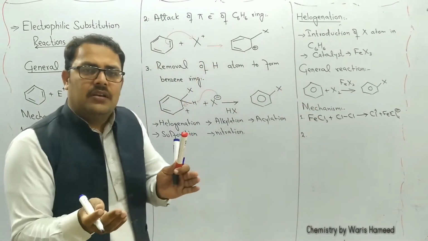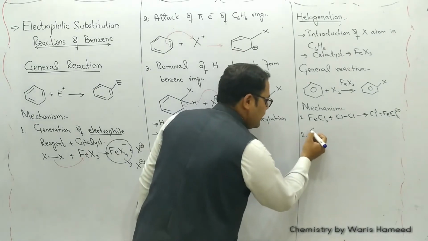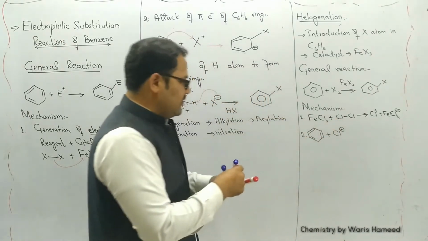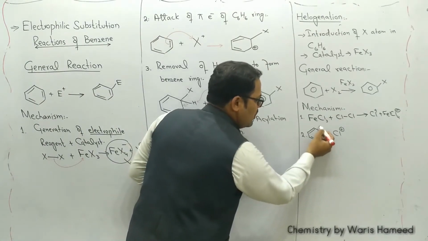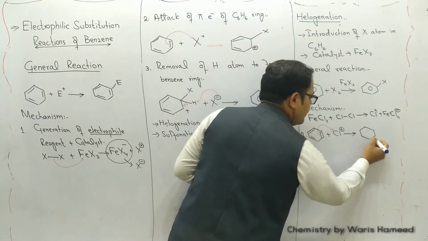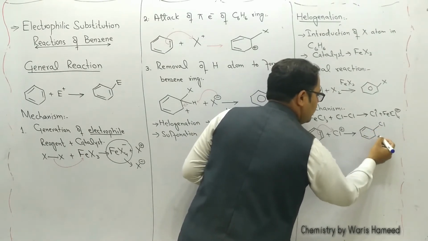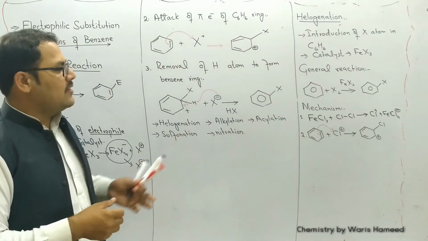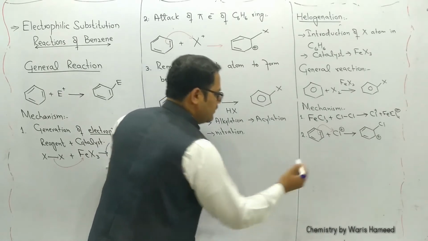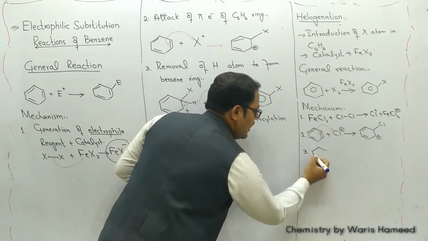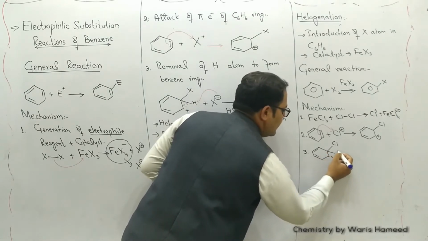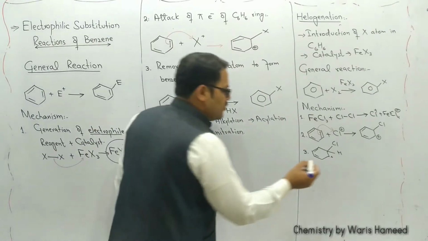In the second step, this Cl positive will attract a pi electron of the benzene ring towards itself. In the second step, this positive chlorine ion will attract these two electrons and forms an ion, and in the third step there is the formation of the benzene ring by the removal of a hydrogen atom from this carbon, and this hydrogen will be removed by Cl negative, that's formed in the first step, generation of electrophile.